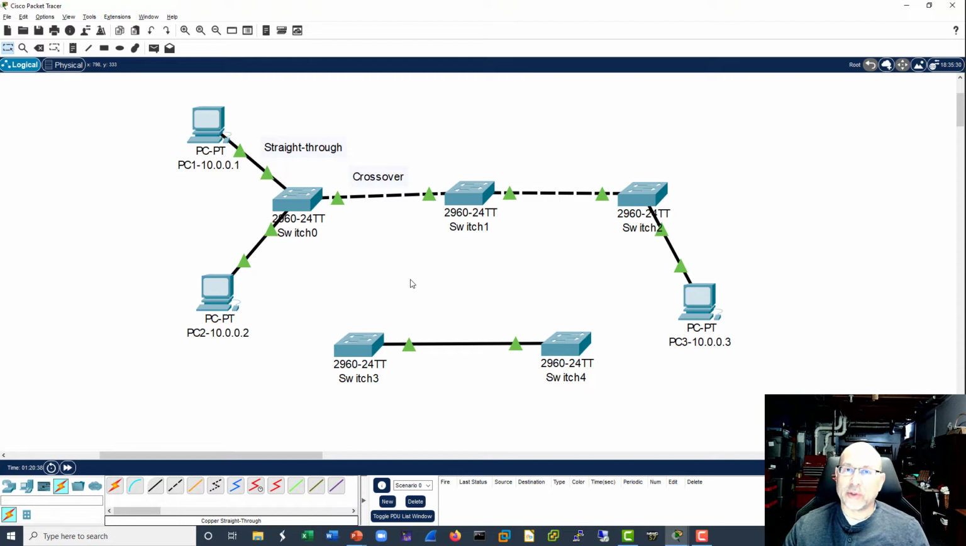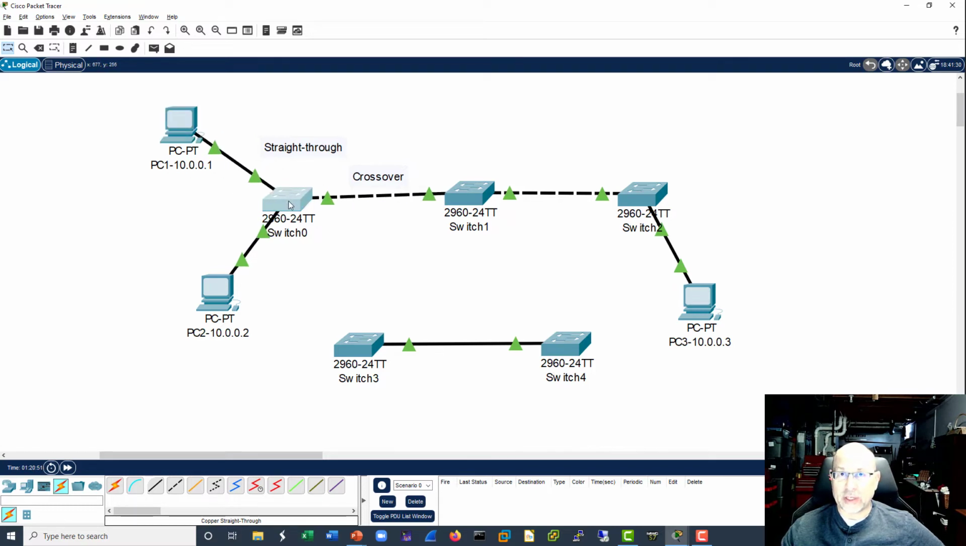There are a couple of times that we use straight throughs, and a couple of times we use crossovers. Traditionally, we use straight through when we connect PCs to network devices, and when we connect routers to network devices. A lot of times, though, when we connected devices that were the same type, a hub and a hub, a switch and a hub, two switches, two routers, or two PCs together, we use crossovers. That's because we were trying to get the transmit lines to the receive lines.